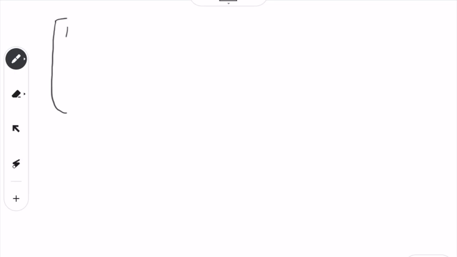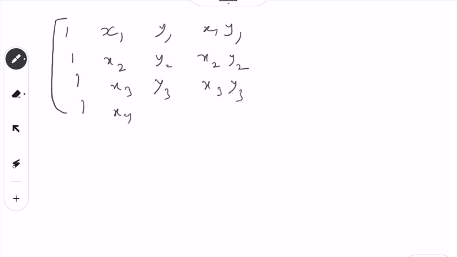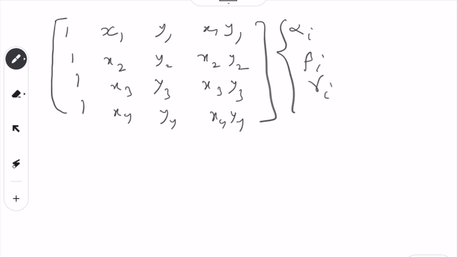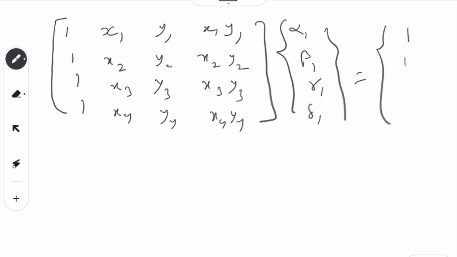So, the matrix with rows 1, x1, y1, x1 y1; 1, x2, y2, x2 y2; 1, x3, y3, x3 y3; 1, x4, y4, x4 y4, multiplied by alpha i, beta i, gamma i, delta i. Basically here i equal to 1, so I think we should rather write 1, 2, 3. So 1: alpha 1, beta 1, gamma 1, delta 1 is equal to 1 0 0 0.